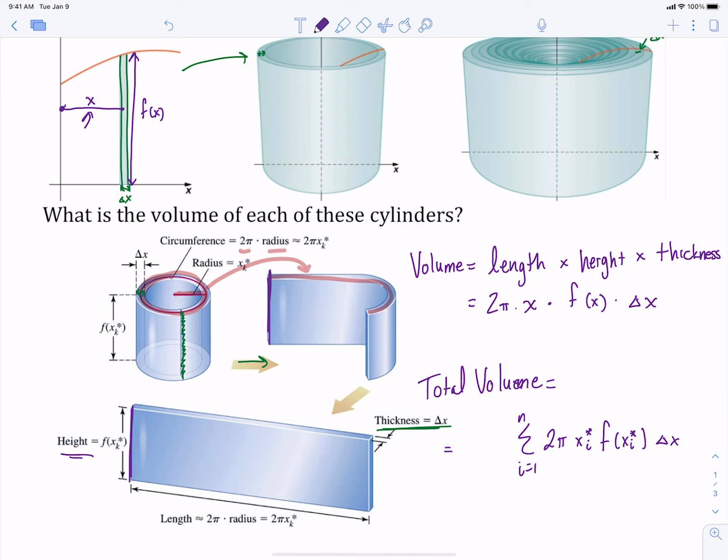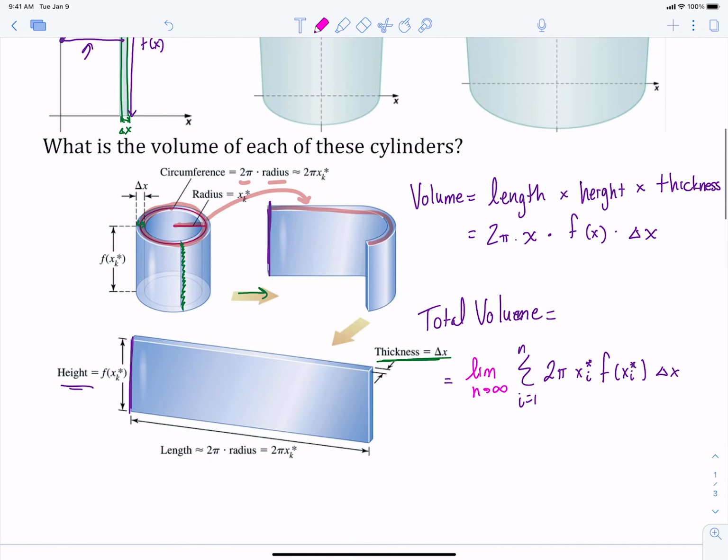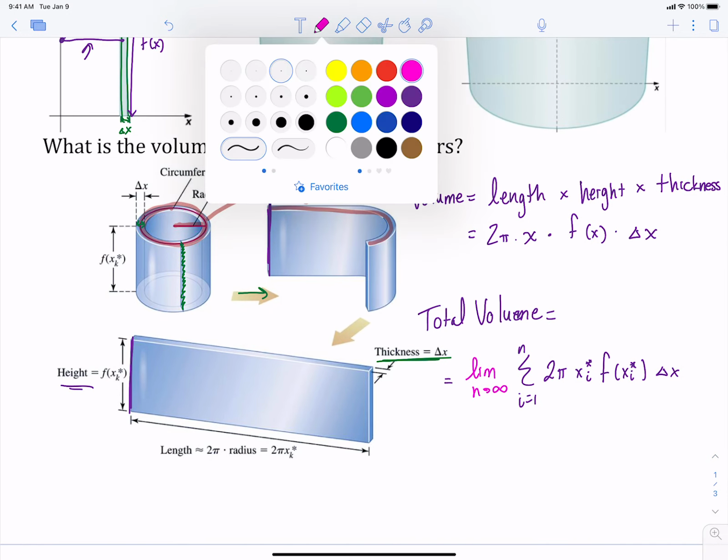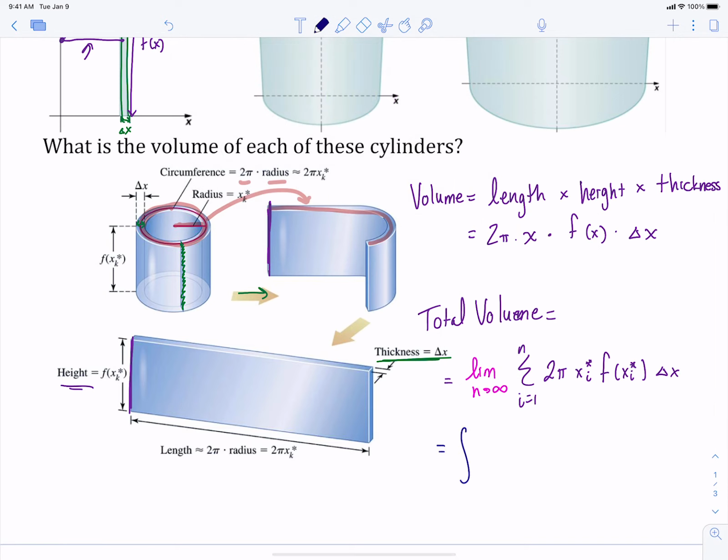And of course, what we're going to do is take the limit here as n goes to infinity, because we want more and more of those cylinders. And this is going to lead us to the integral from a to b of 2 pi x f of x dx. So that's how we're going to find our volume using these cylinders. And again, it is a volume because we've got three quantities multiplied by each other. So thinking unit wise, we've got x, we've got f of x and dx because that's our thickness.